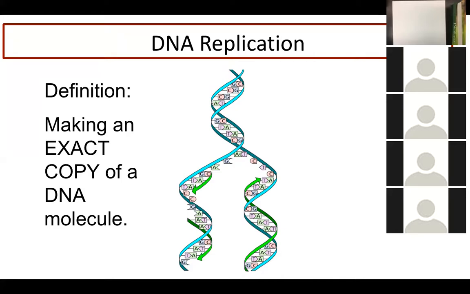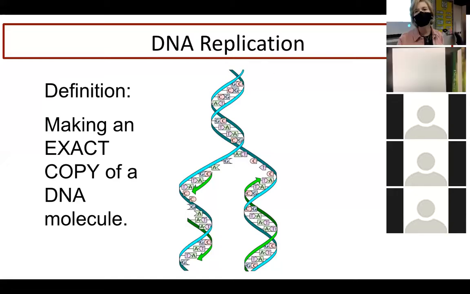We're going to be talking about one of the 2 jobs that DNA has, right? DNA has 2 functions. One of them is making an exact copy of the DNA molecule, right? So, DNA replication. Now this is different. This is why we use a special word for this, because to replicate means exact copying.